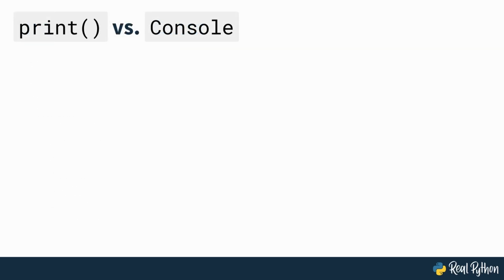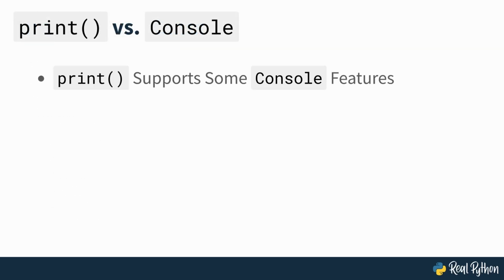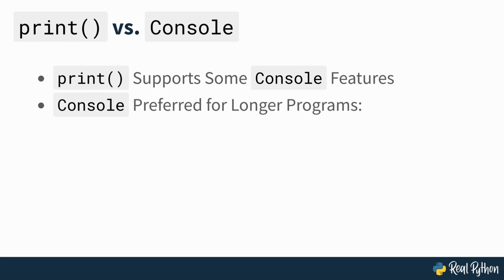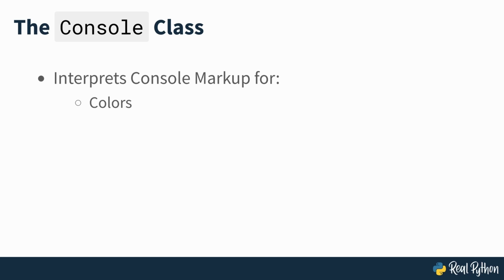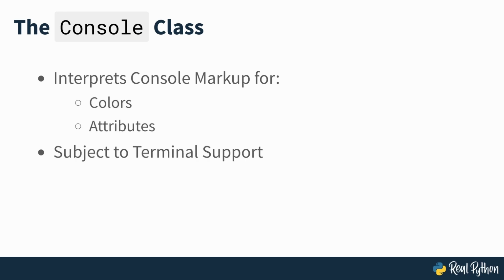The print function that comes with Rich is a shortcut that supports some of the console features. In longer programs, you should prefer console and its print method over Rich print, as it's more powerful. Console will interpret console markup to apply colors and attributes to text. All of these features are available subject to your terminal's capabilities, but most modern terminal emulators will handle everything just fine.